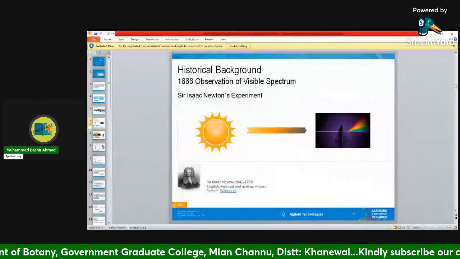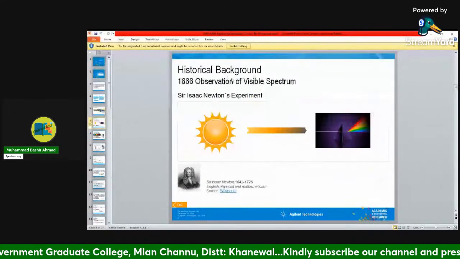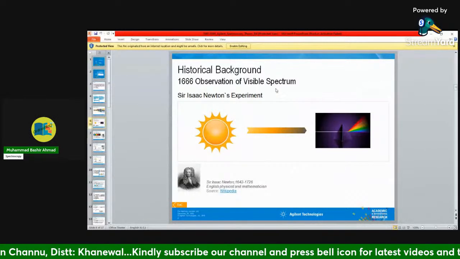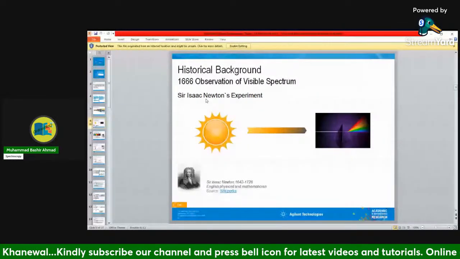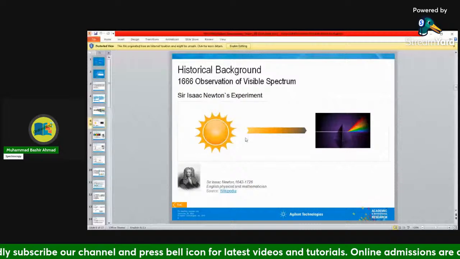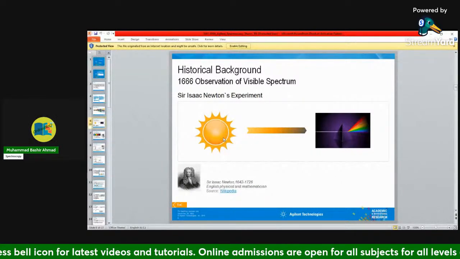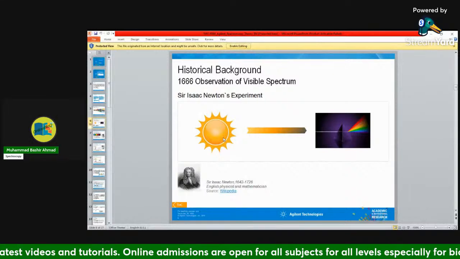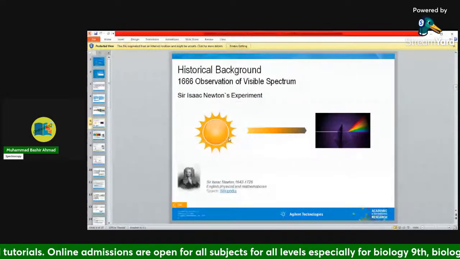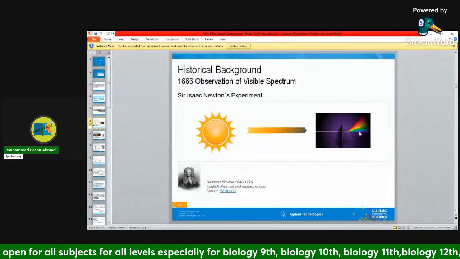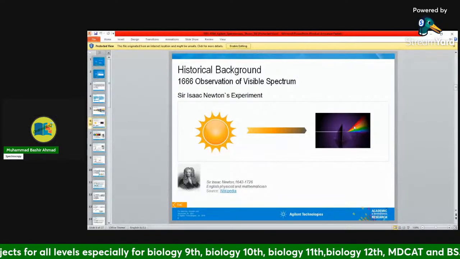Historical background, when we extend it further: in 1666, the observation of the visible spectrum. Sir Isaac Newton's experiment in which he observed that sunlight, visible light, solar light, consists of seven colors, and it was known as the visible spectrum.